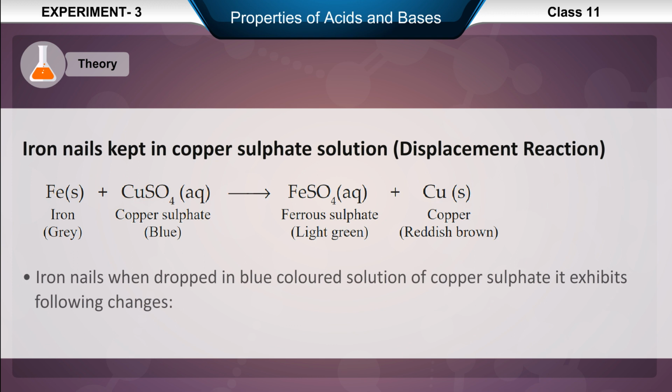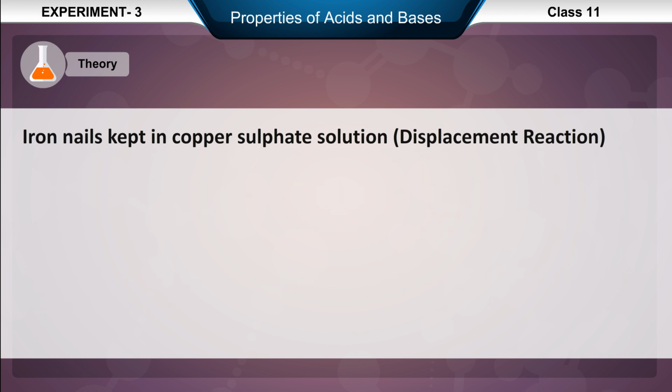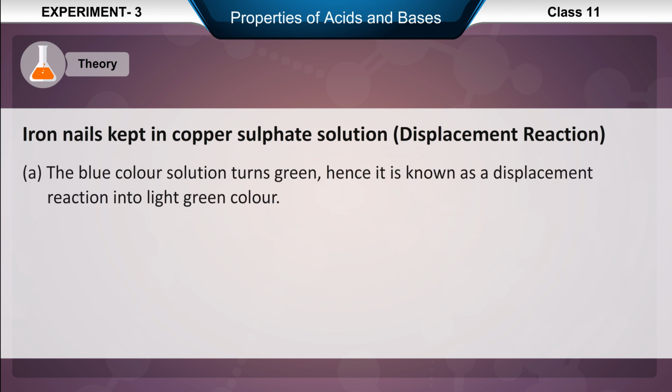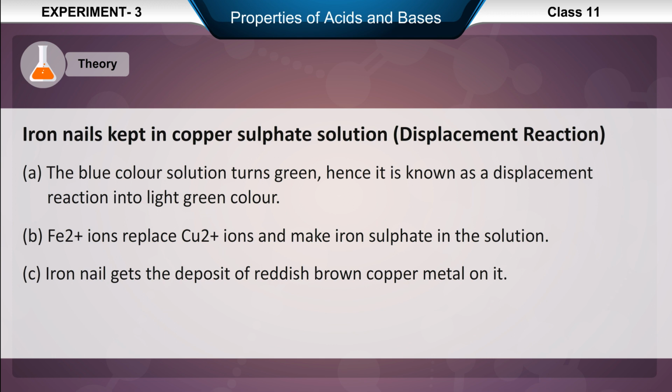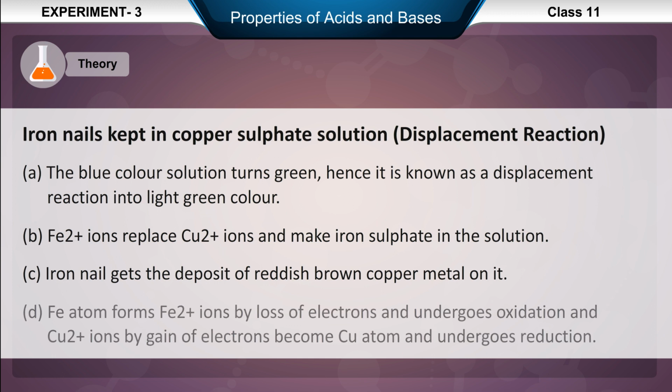reddish brown color. Iron nails when dropped in blue-colored solution of copper sulfate exhibit the following changes. A. The blue color solution turns light green, hence it is known as a displacement reaction. B. Fe2+ ions replace Cu2+ ions and make iron sulfate in the solution. C. The iron nail gets a deposit of reddish-brown copper metal on it.